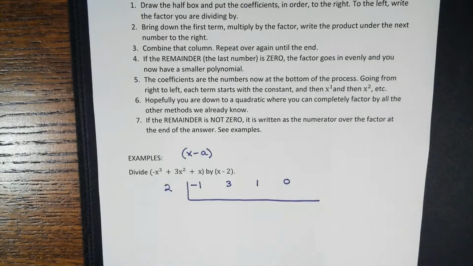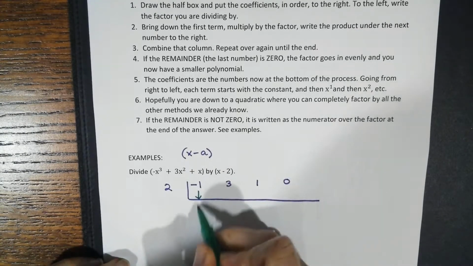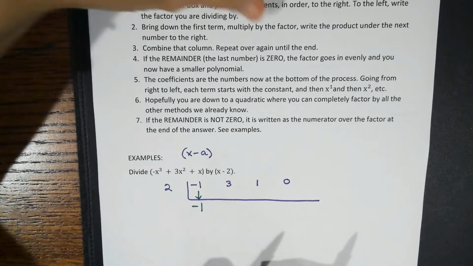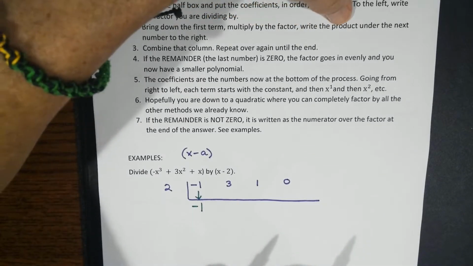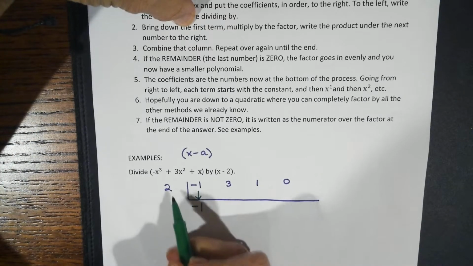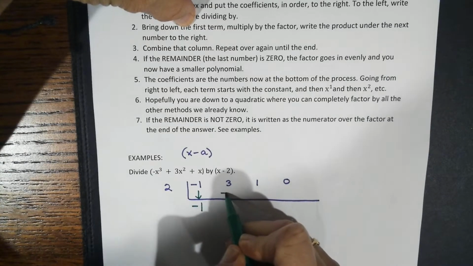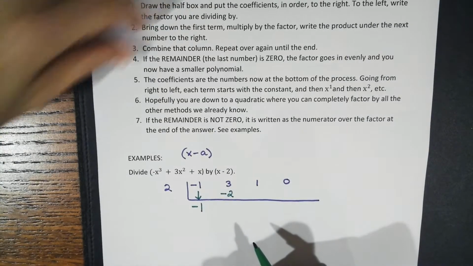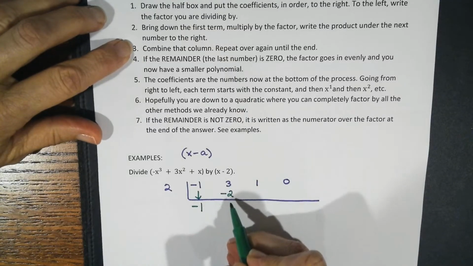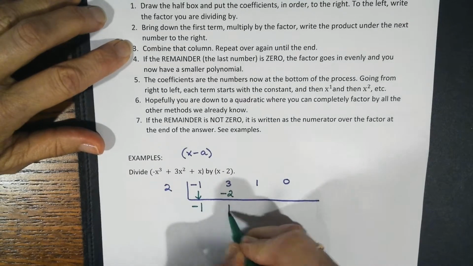There. Now, what we're going to do, you're going to love this. We're going to bring down the first term. Okay, so I'm going to change colors here. Just going to bring this down. Then I'm going to multiply times the factor. I'm going to write that product under the next number to the right. So I do 2 times -1, and it goes here. Then I'm going to combine this column. So 3 and -2 is now a positive 1.